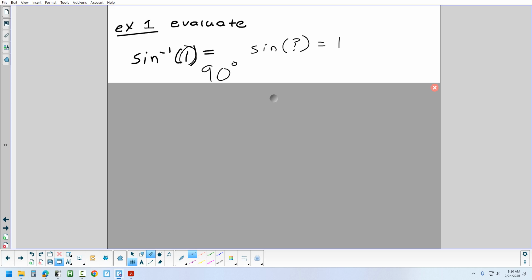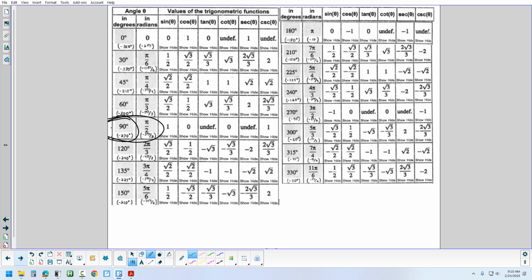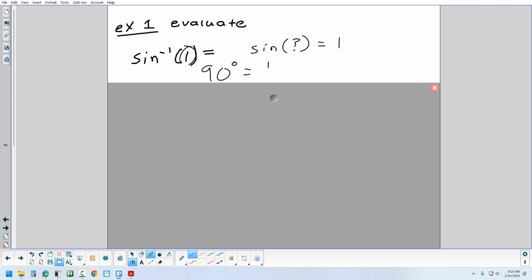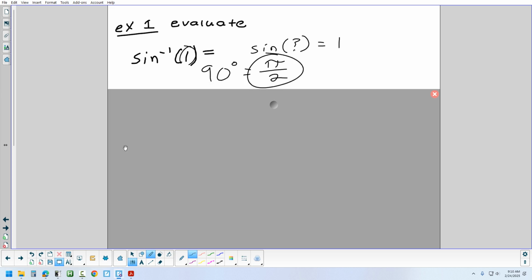So that is going to be 90 degrees. Or what if they wanted the answer in radians? What would you say? Pi over 2. If we give an answer, we can't have any variables in the answer. We want to make sure that the answer is just a number without any letters. Pi over 2. So either 90 or pi over 2. Okay. Any question on that one?